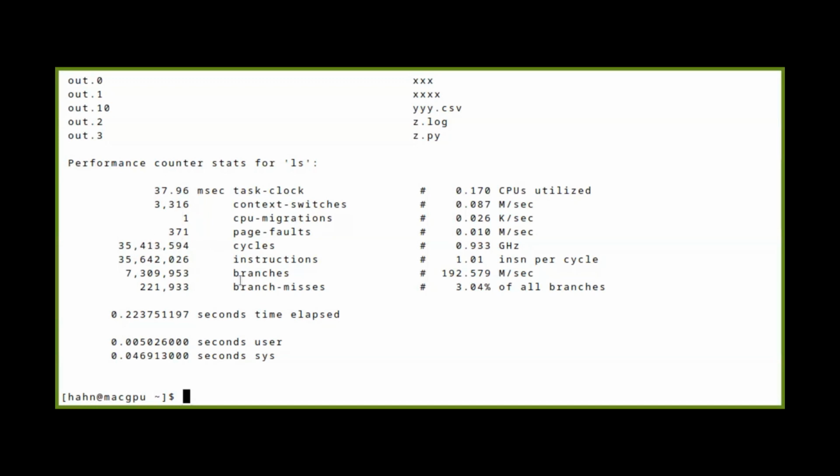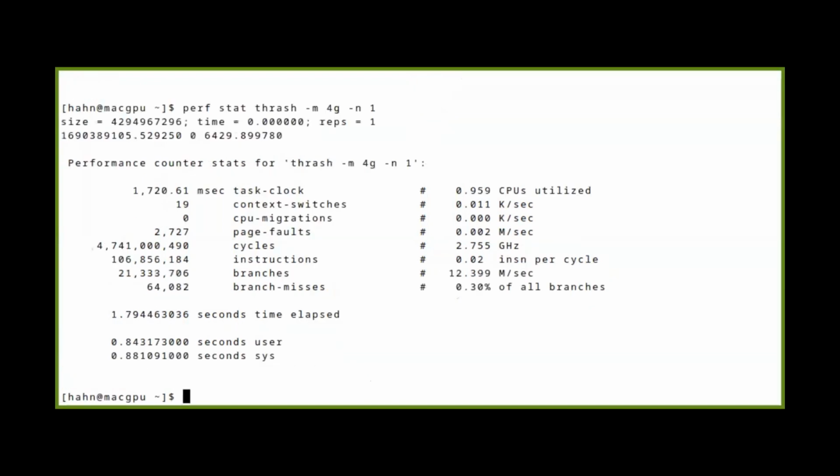But some of these low-level details tell you a lot about how your program behaves. For instance, 35 million cycles, 35 million instructions. It's potentially interesting that it's one instruction per cycle. You can easily imagine something that is more computational. So this is just that memory benchmark again. It's using a lot fewer instructions and it's executing a lot more cycles, which is what you would expect.